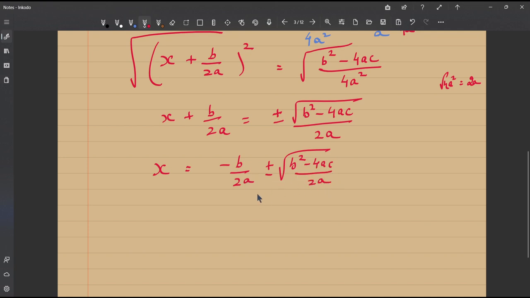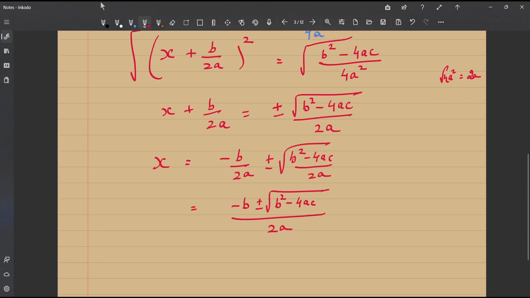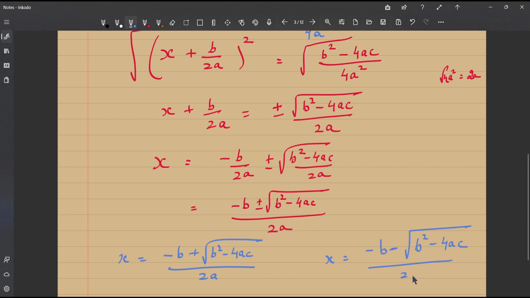Or putting both together as the denominators are the same, you can write it as minus b plus or minus root of b squared minus 4ac, the whole thing divided by 2a. So now the two roots of the equation, if you want to write them separately, are x is equal to minus b plus the square root of b squared minus 4ac, all by 2a, or x is equal to minus b minus the square root of b squared minus 4ac, all by 2a.